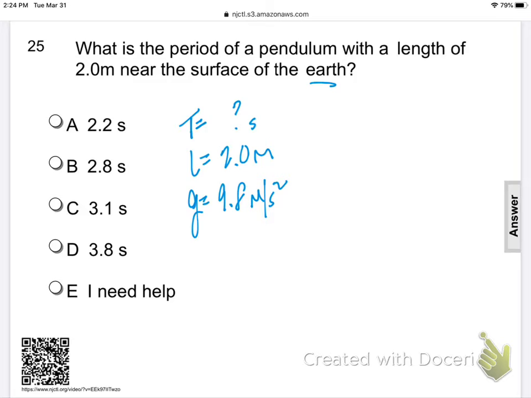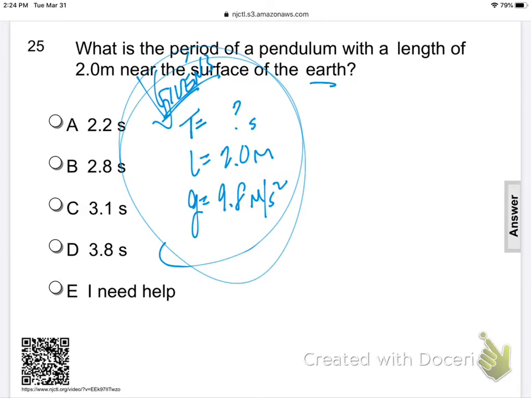So notice that I've written all my givens down first. That's the first thing you have to do. Here's our givens. Next thing that I want to do is select an equation that will work for us. We have period equals 2 pi square root L over G.